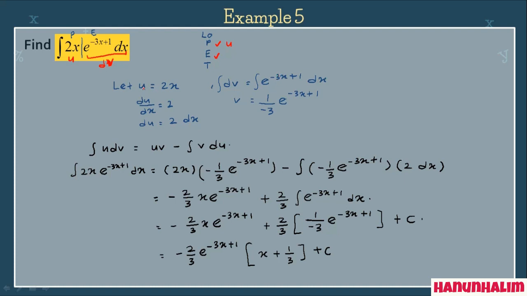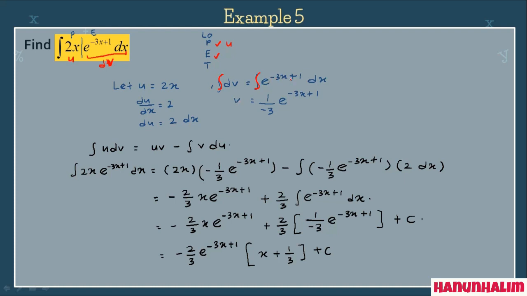For u, kita differentiate. So kita akan dapat du over dx. 2x differentiate dapat 2. Jadikan du sebagai perkara rumus. So du equal to 2 dx. dv, sebab kita nak cari v, so kita kena integrate both side. So integrate dv dapat v.